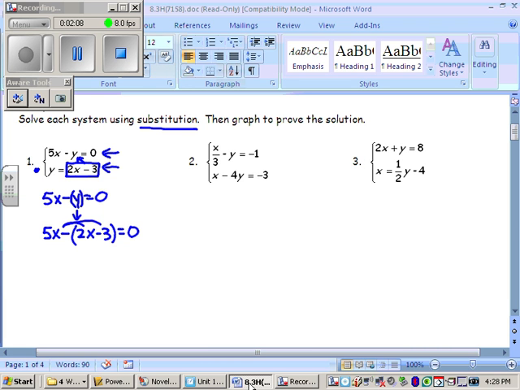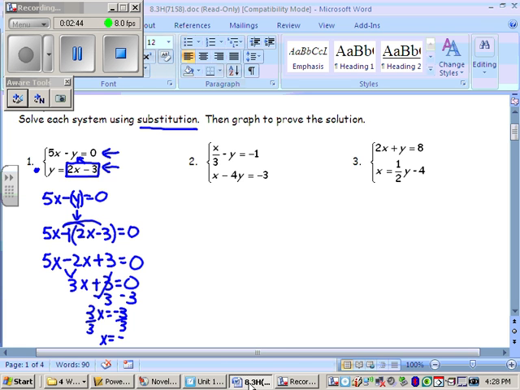So we will distribute the negative sign, which is like distributing a negative 1. So negative 1 times 2x is negative 2x. Negative 1 times negative 3 is positive 3. From here, we would combine our like terms. So we would have 3x plus 3 equals 0. We would then subtract 3 from both sides of the equal sign, leaving us with 3x equals negative 3. To finish this, if you divide by 3, x equals negative 1, which will be half of our answer.